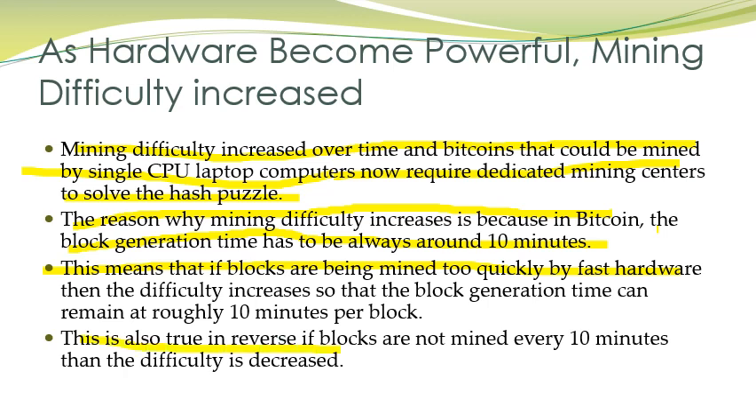We can say in reverse, if blocks are not mined every 10 minutes, that means the difficulty level of the puzzle has decreased. If the block is not taking 10 minutes to add in the blockchain, that means the difficulty level of the mathematical puzzle has decreased, and this is not allowed. The mathematical puzzle should be difficult enough, and it should take at least 10 minutes for any node to solve this mathematical puzzle.